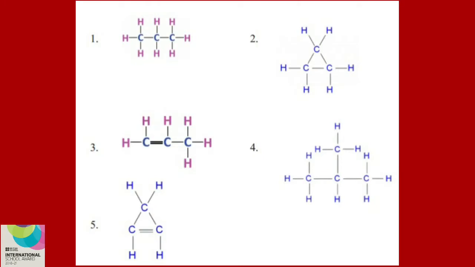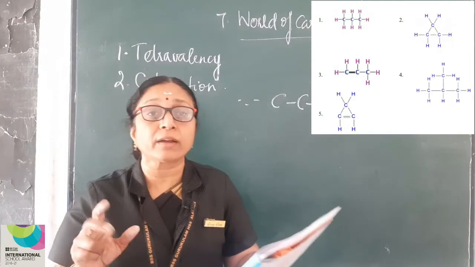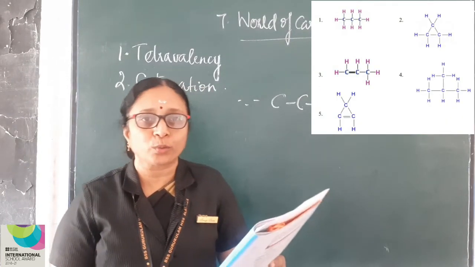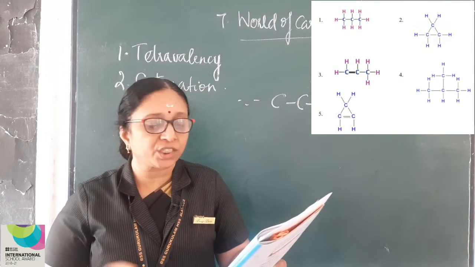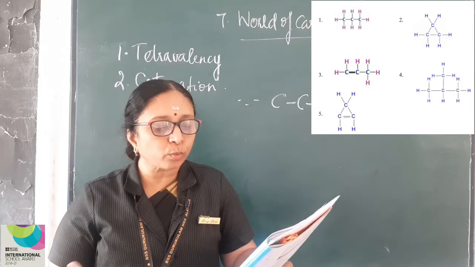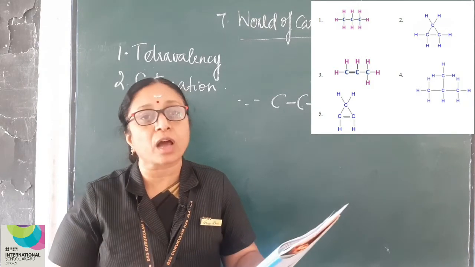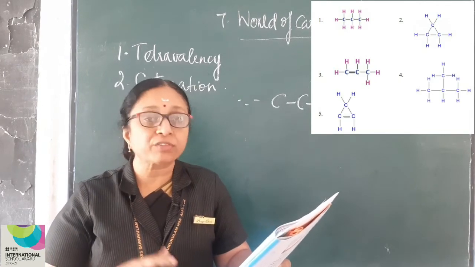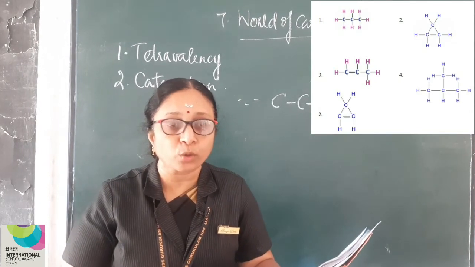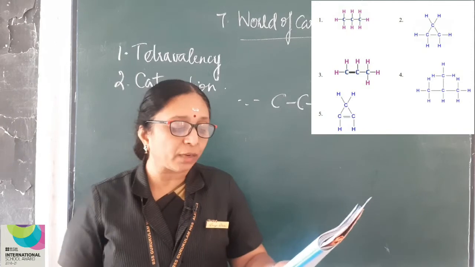You can look into the picture, children. Under catenation you can see 3 carbon atoms linked with hydrogen atoms. In the second one you can see carbon forming a triangular shaped molecule. The third one has 3 carbons but a different shape. In the fourth one you can see 4 carbon atoms linked in a different manner. And in the fifth it is a triangular shaped molecule, but you can see a double bond in between.